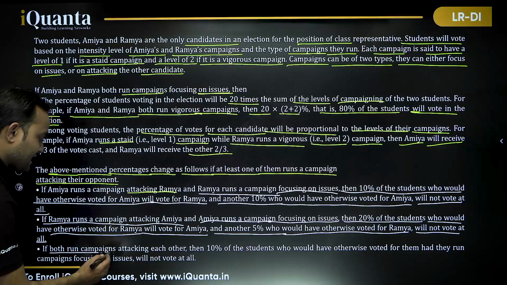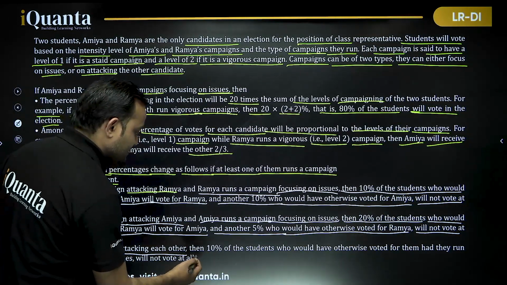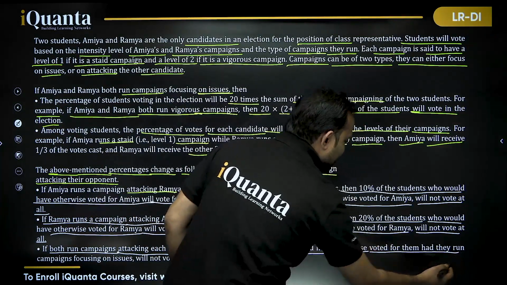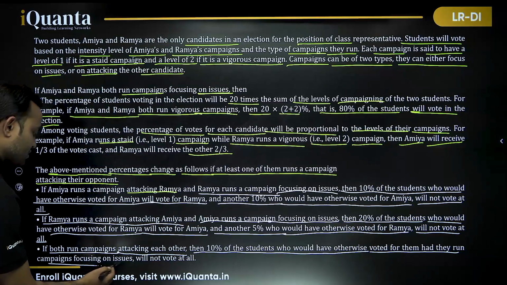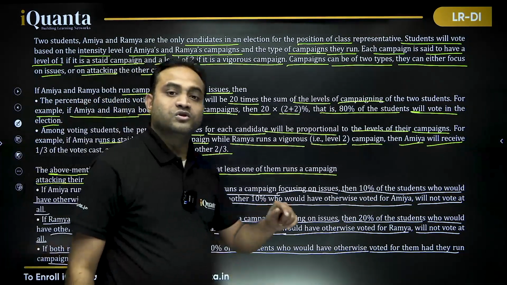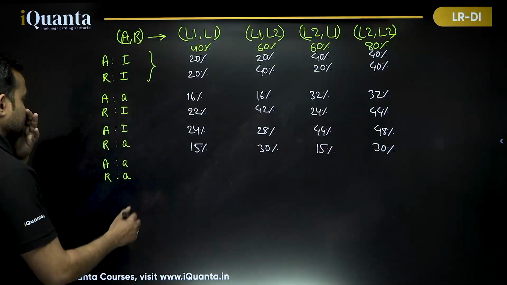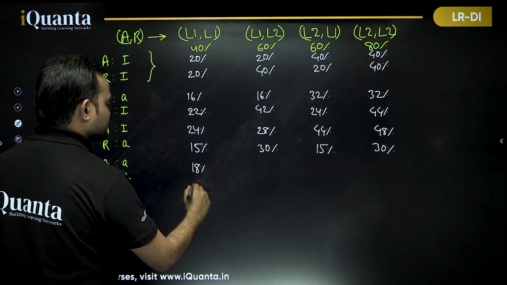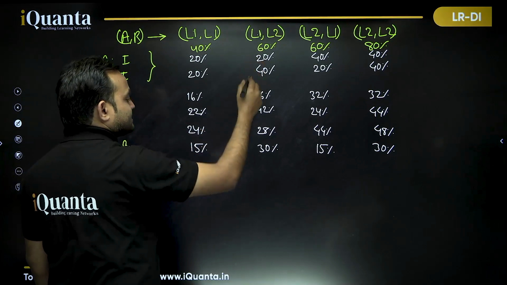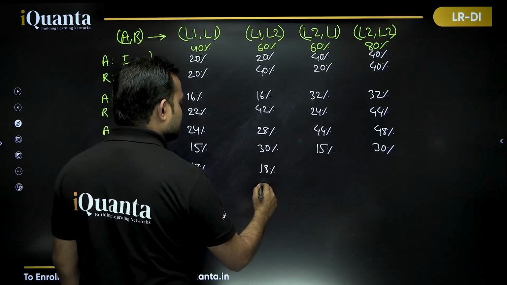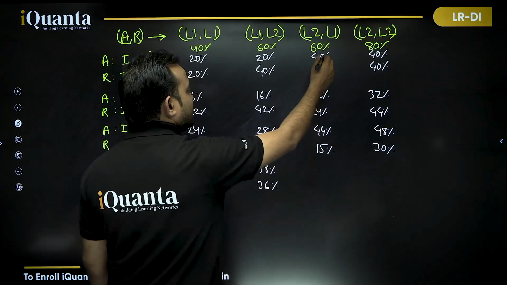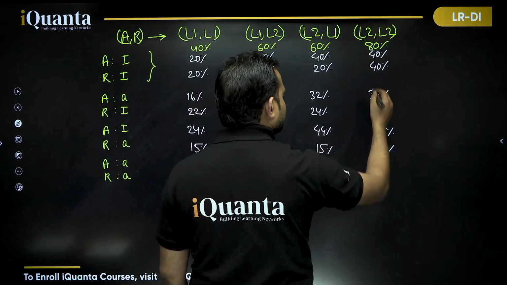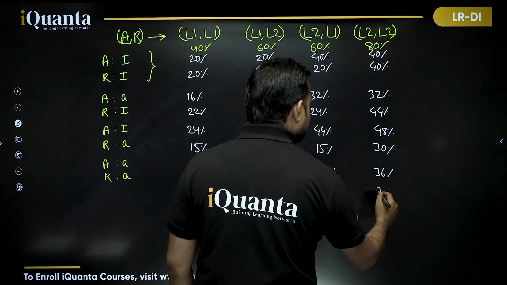If both run campaigns attacking each other, then 10% of the students who would have otherwise voted for them had they run campaigns focusing on issues will not vote at all. So 10% will decrease in both the cases. So let's remove the 10%. 10% of 20% is 2%. This will be 18%. This will also be 18%. In this case, remove 10% will become 18%, and this will become 36%. In this case, remove 10%, that will give us 36% and 18%. Remove 10%, so 36% and 36%.